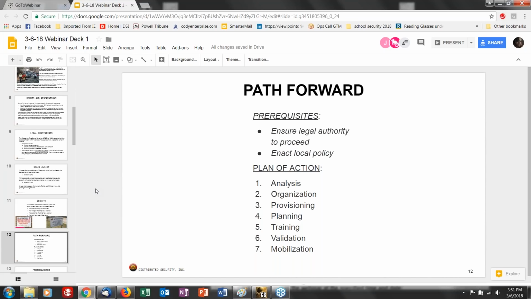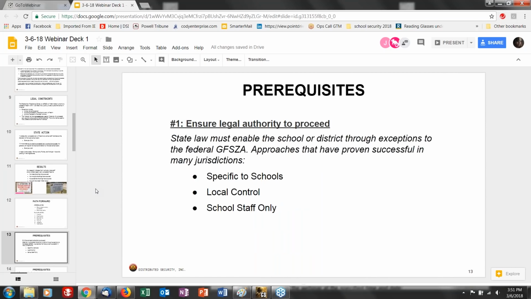The first necessary prerequisite, the legal authority, basically requires that state law must enable the school or the school district through exceptions to the Federal Gun-Free School Zone Act. Not universally, but the most successful approaches appear to be these. 1, legislation should be specific to schools. This leads to a much quicker and higher rate of success in getting legislation passed and in place. 2, provisions for local control, allowing school boards to decide on their own authority whether or not to implement the law, is far more politically acceptable than forcing the issue on a statewide basis. And finally, limiting the arming authority to school staff only also seems to ease the process and ease a lot of concerns and worries.